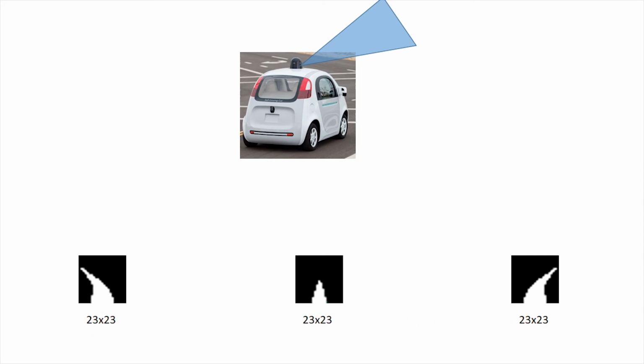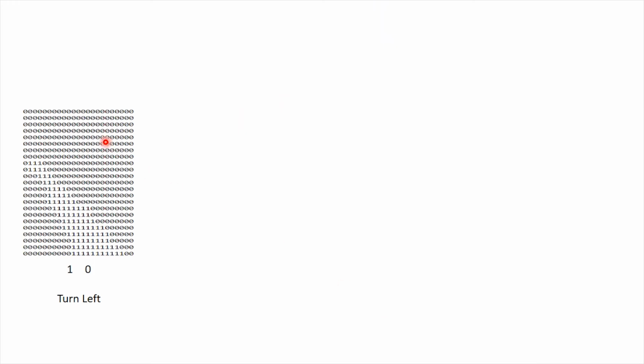Now, we will also binarize each image by representing black with zeros and white with numbers 1. Also, we have to label each image, and the label will be our expected output for the algorithm. For example, this image, which represents a turn to the left, will be labeled as 1, 0.